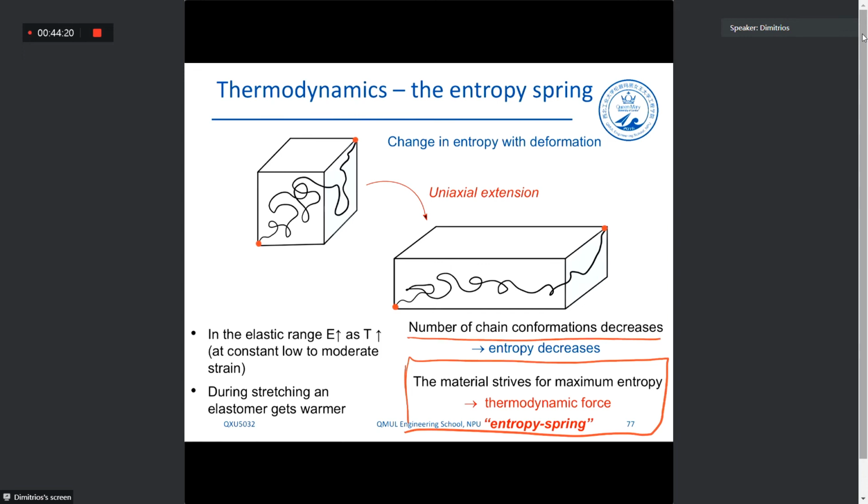Number of chain conformations decreases, as we said, the entropy decreases, but the polymers generally like to have maximum entropy, and that leads to recovery of the original shape for elastomers.